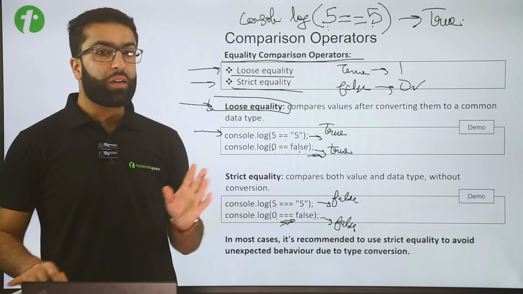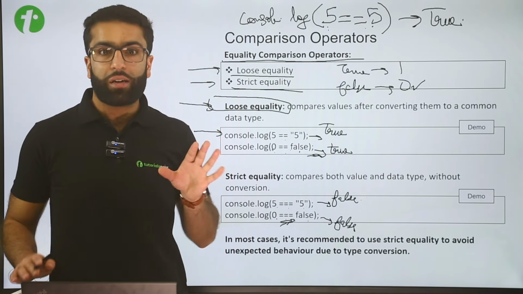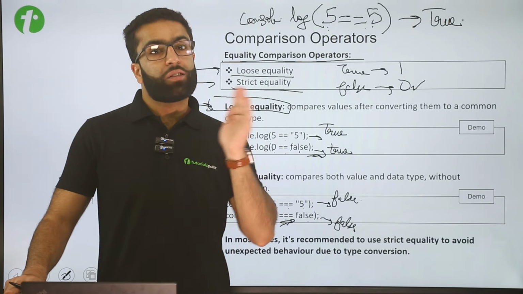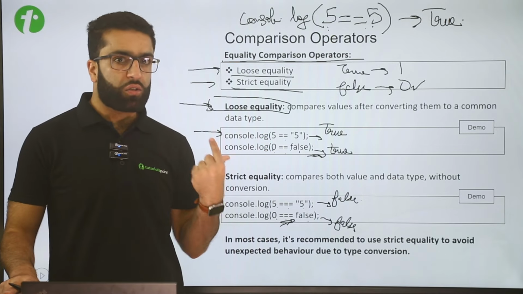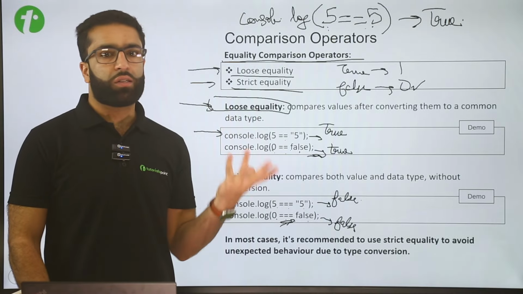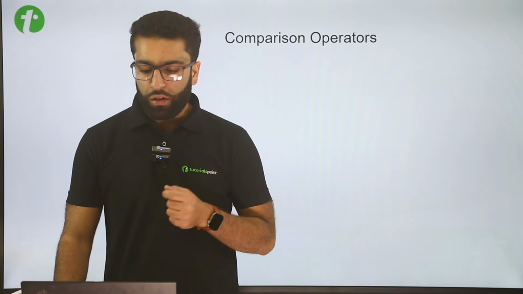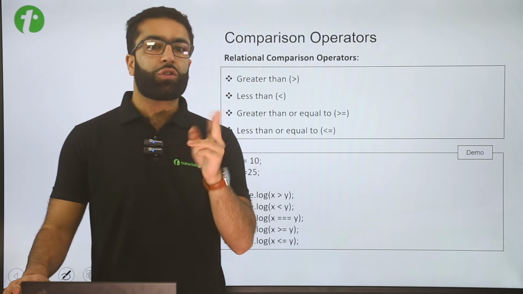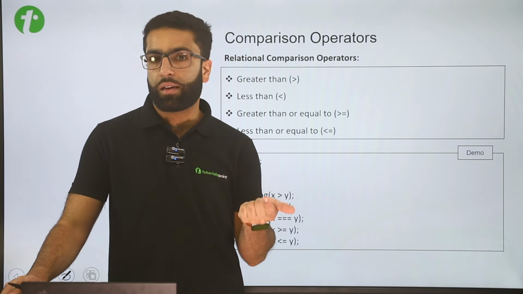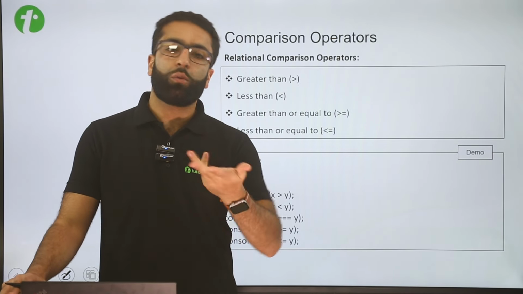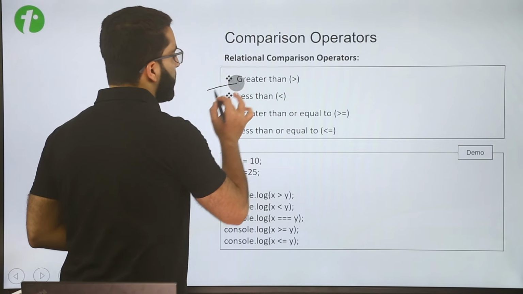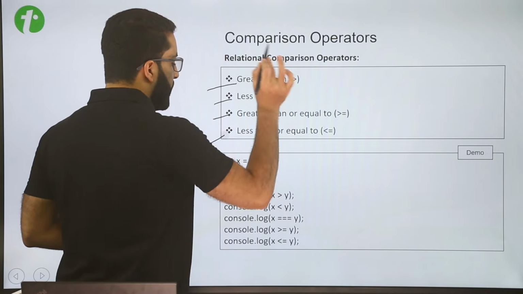So this was a little bit about the comparison operators, particularly the loose equality and the strict equality. So make sure to understand this because interviewers most of the time ask questions on this one as well. Moving forward, we have the relational comparison operators, and it's very similar to mathematics. You have the greater than, less than, greater than or equal to, and less than or equal to. It's the same thing here, right? So I have written here greater than, less than, greater than or equal to, less than or equal to.